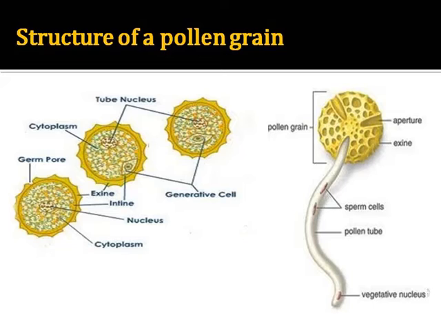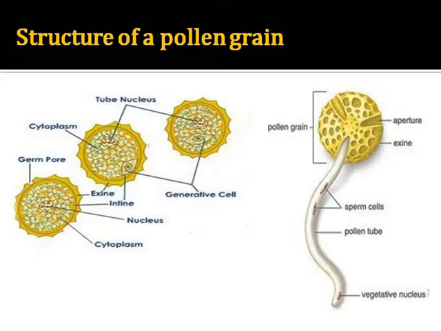What is the function of the tube nucleus or vegetative cell? It helps in the growth of the pollen tube. What is the function of the generative cell? It divides to form two male gametes. And what is the function of the germ pore or exine pore? It helps in the elongation of the pollen tube.